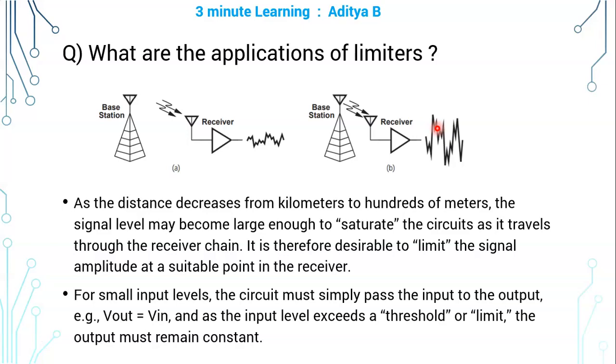In this case, there will be two reference voltages, VR1 and VR2. Voltage above one reference voltage is clipped and voltage below the second reference voltage is also clipped. So only the input in between the VR1 and VR2 voltages is transmitted to the output.